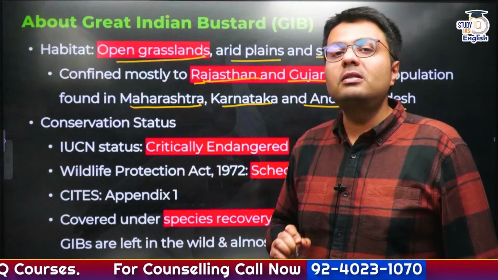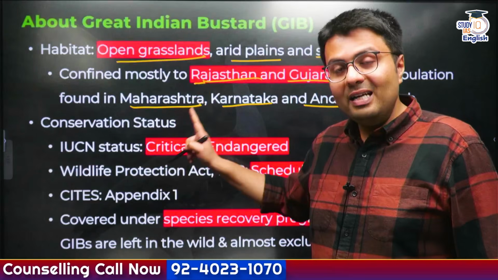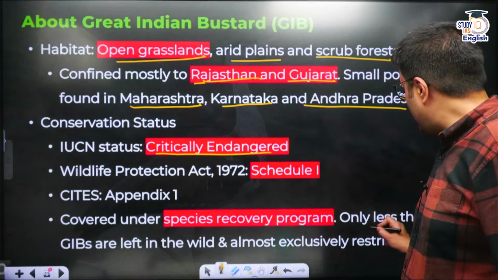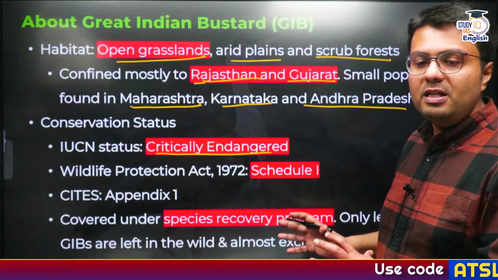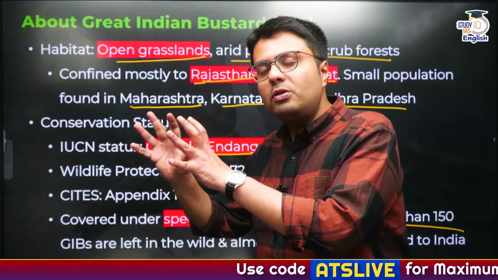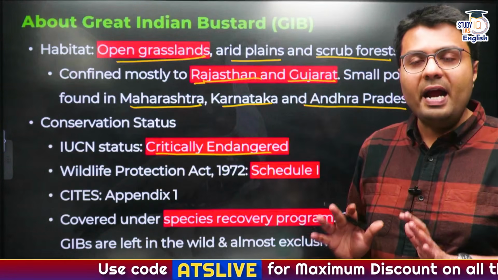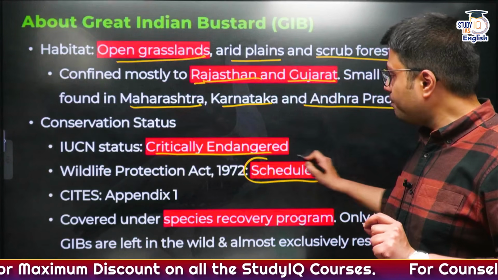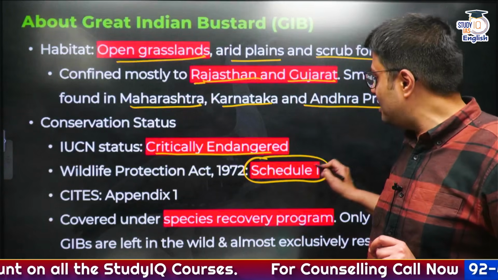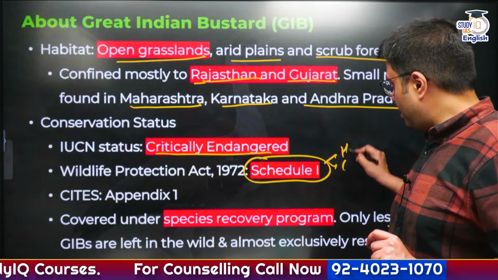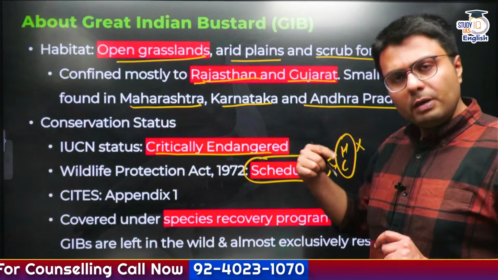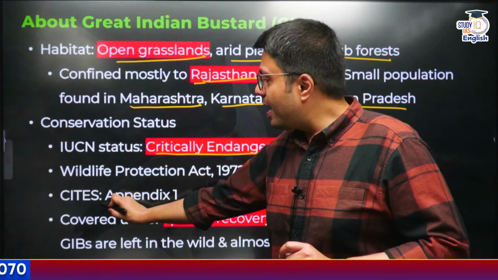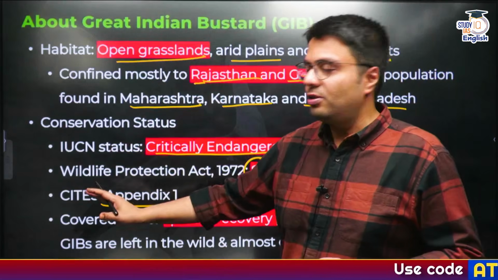Now let us talk about its conservation status. The bird in IUCN Red List is categorized as a critically endangered species. Why? Only less than 150 GIB species are left in the wild, and almost exclusively all of them are located in India. Similarly, as per the Wildlife Protection Act of 1972, they are protected under Schedule 1, which means hunting as well as capturing of these species are prohibited by law. It is a punishable offense. Similarly, under CITES Convention, these are located in Appendix 1, again the highest protection status.